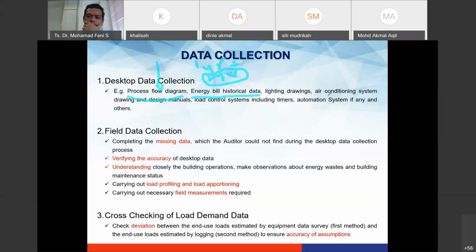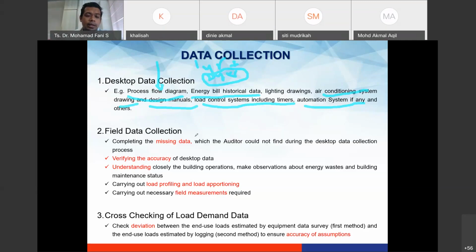Lighting drawing, air conditioning system drawing, so all the drawings for the lighting and air conditioning system, design manual, load control system, and automation system. During your visit, please visit the control room, if that building has an automation system, and get the information from there as well, so you can understand the process easily. For example, a building management system. Inside the building management system, they have the lighting system, electrical system, and thermal system, for example the cooling system. With the graphics, that's the easy way to understand the operation, a fast-track understanding of the operation system in the building or factory.